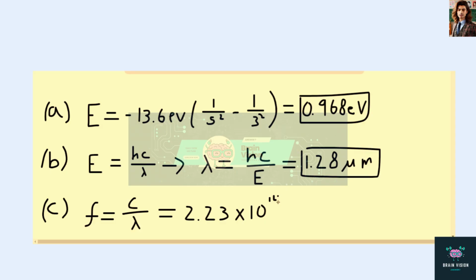A hertz is the same as a unit of 1 over seconds, but we're going to use units of hertz since that is the common SI unit for frequency. And we can box it in as our solution for part C.